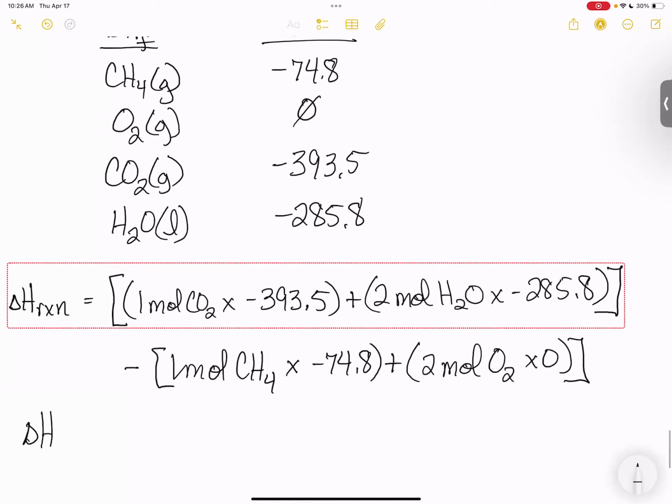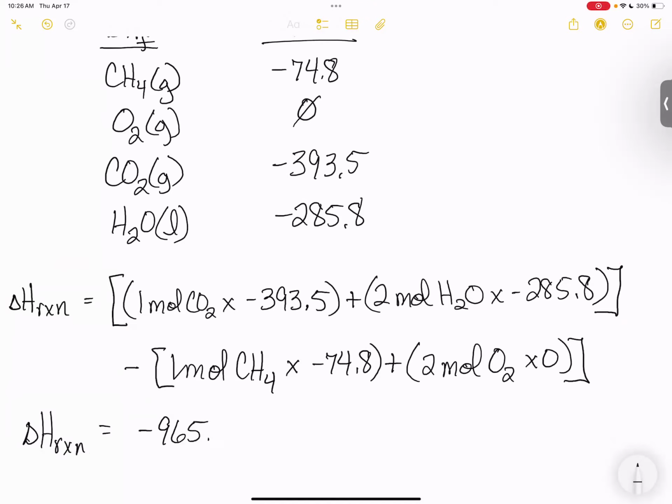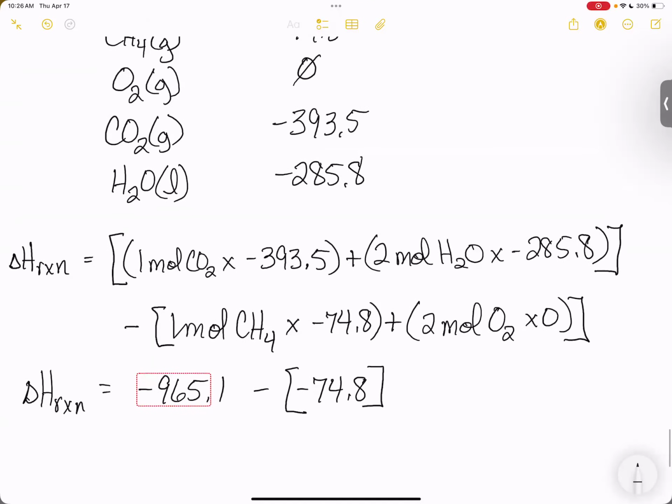So the delta H of reaction equals negative 965.1 minus a negative 74.8. Therefore, the delta H for this reaction is equal to a negative 890.3 kilojoules.